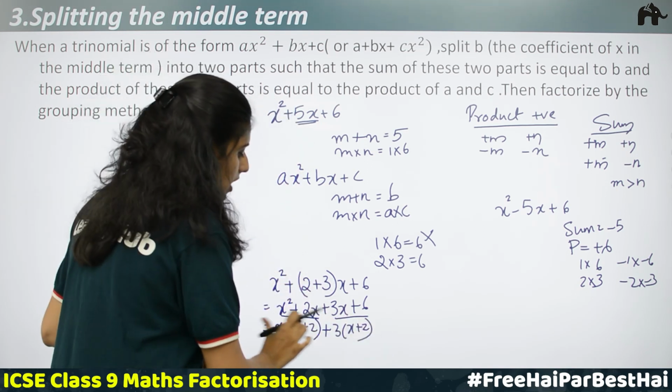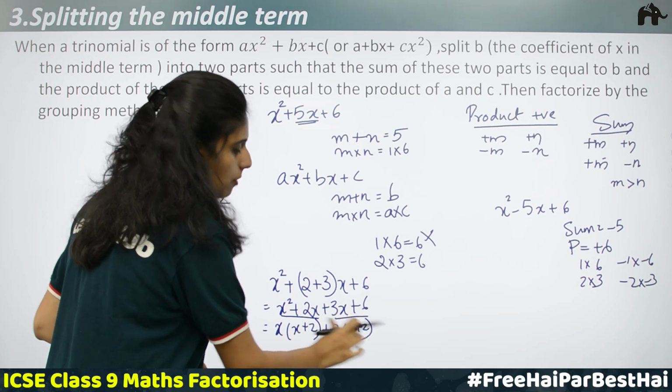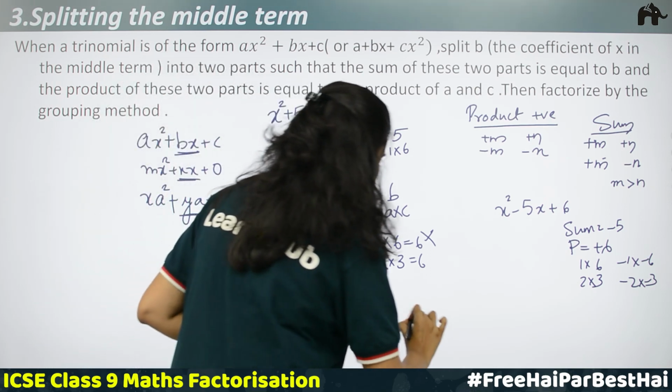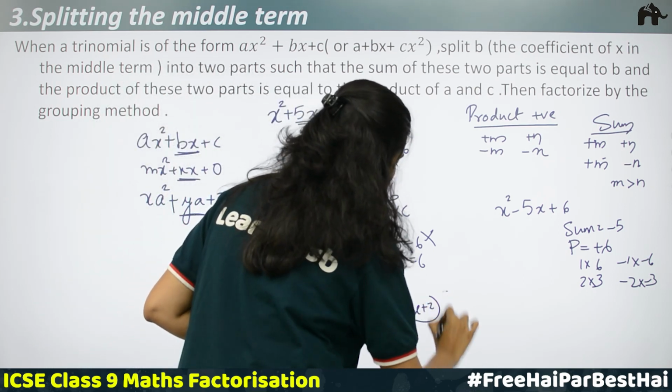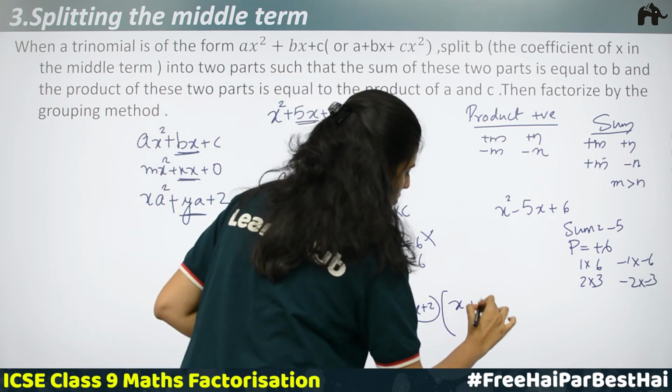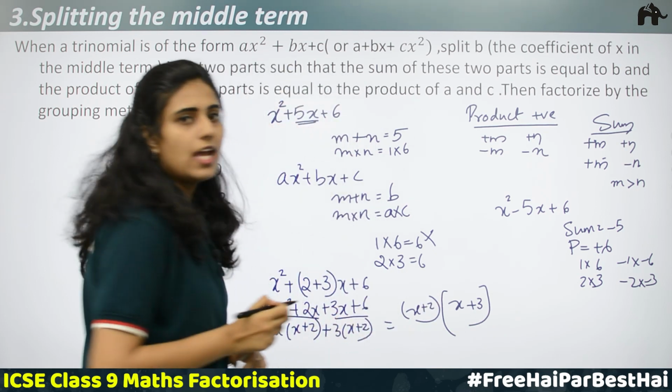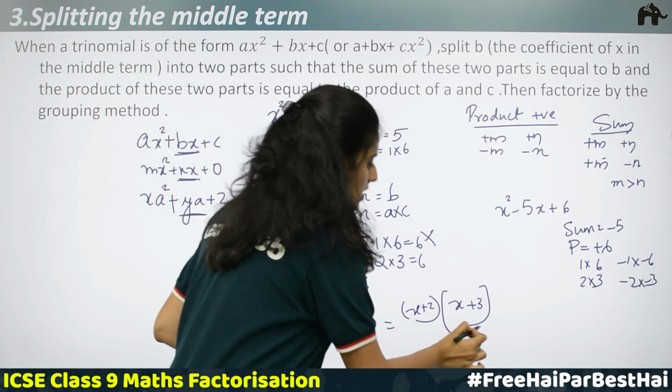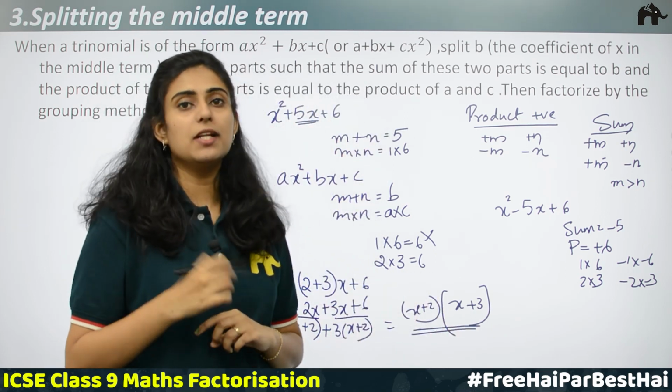Okay. Now take out the common factor. Here x plus 2 is common to both the terms. So taking out x plus 2, what is remaining? From the first term, x is remaining, and from the second term, 3 is remaining. So x plus 3. X plus 2 into x plus 3. Okay. So this is the factorization by splitting middle term method.